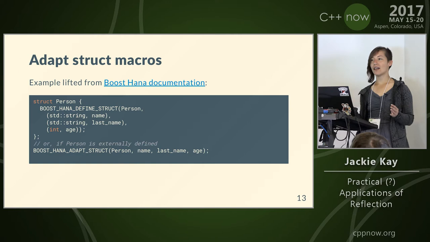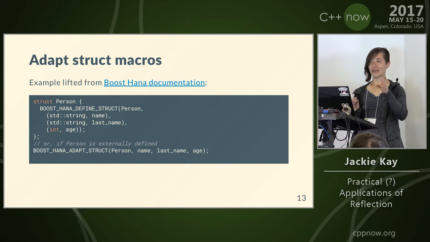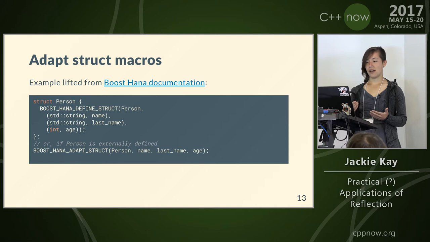In Boost Hana, there's a person in this room who wrote a serialization engine called Iguana, who wrote his own reflection macro, where if you pass the types and the names of members of a struct to this macro, it will adapt them to be used in this reflection interface with tuple-like access. So this is one way of defining a struct to be used with reflection.